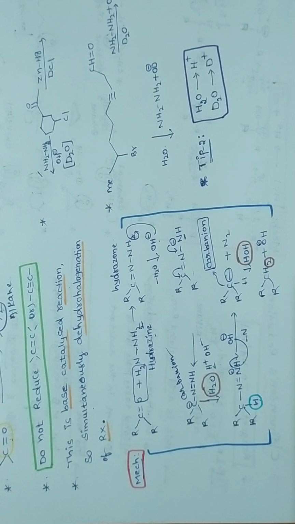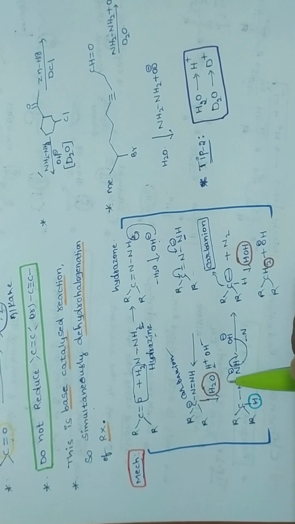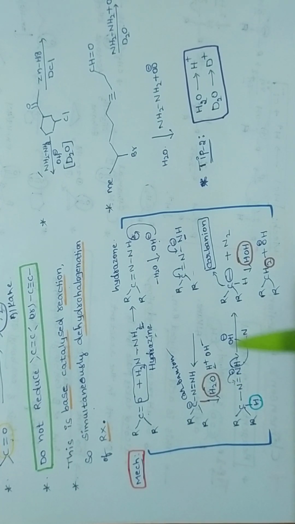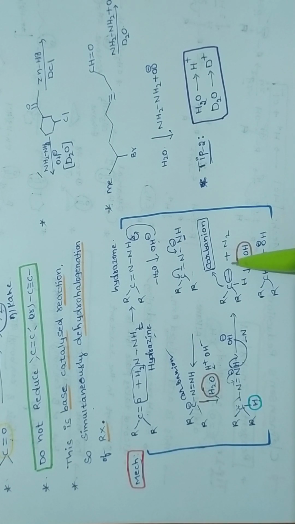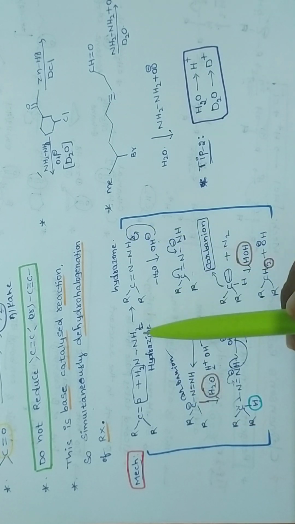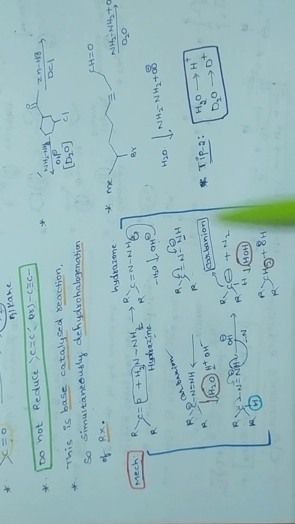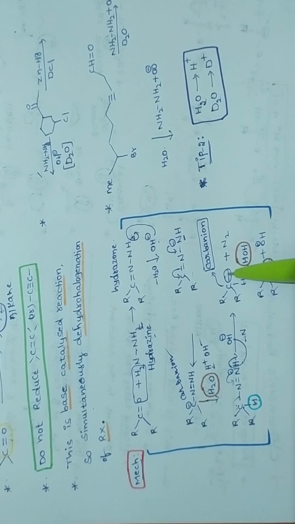Now nitrogen is having the negative charge. Immediately these electrons will shift to this side. Then nitrogen will have 4 bonds. Immediately these electrons will shift to this side. Then again we are going to get a carbanion. The same step occurs 2 times, because 2 acidic hydrogens are there. So therefore 2 times. Now again carbanion is formed.